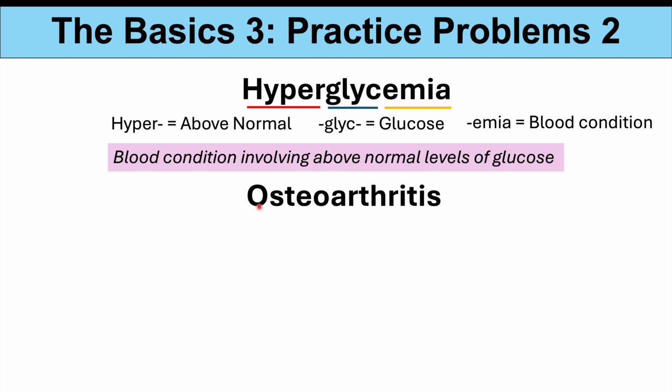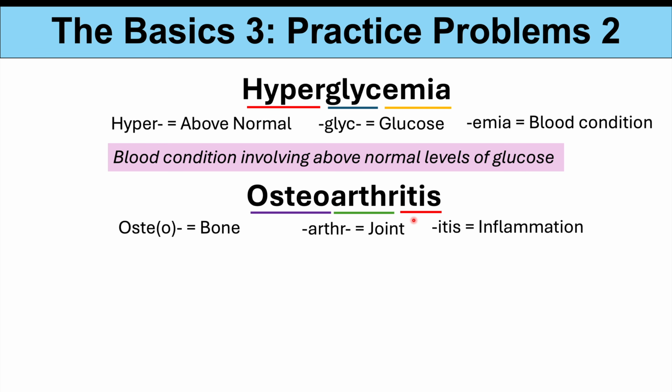The next practice problem is osteoarthritis. So again, we start breaking it down. This root is osteo. So osteo refers to bone. So you might have heard of conditions like osteoporosis. Arth refers to a joint, and itis is an inflammation. So if we put this all together, osteoarthritis is an inflammation of bone joint or bone joints. So osteoarthritis more specifically is a condition that is due to wear and tear. So we can often see it in the knees or hands as well.